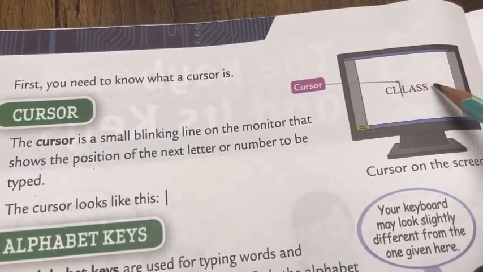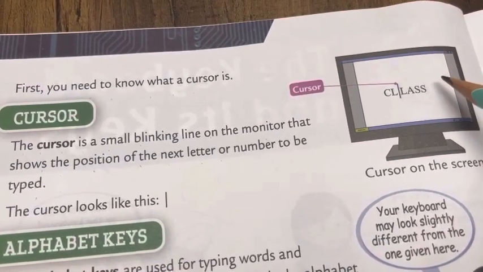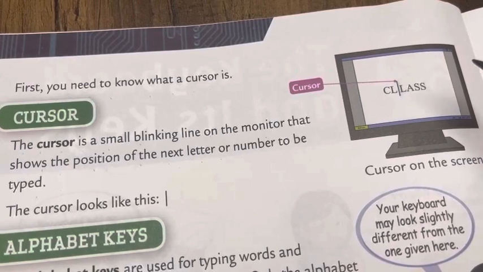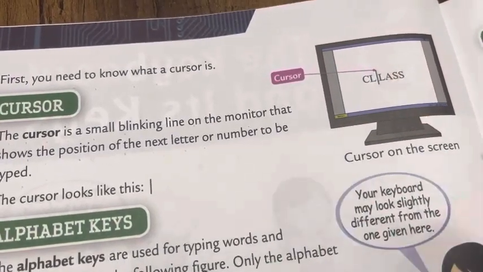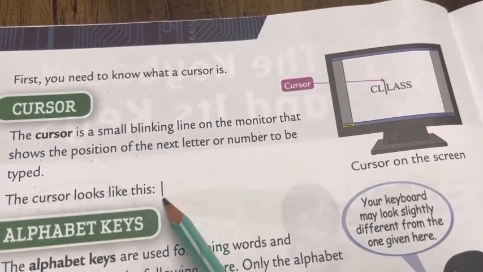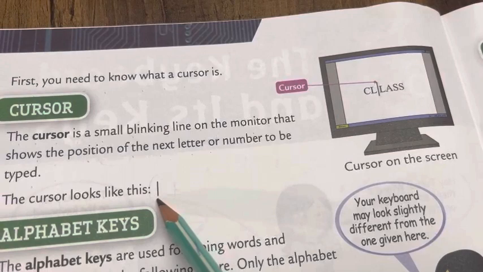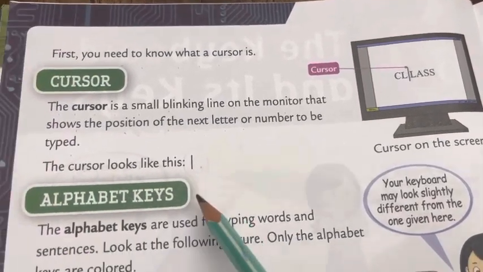If you keep the cursor here, it will show what the next letter we are going to type will be, or it could be a number also. This is how a cursor looks.